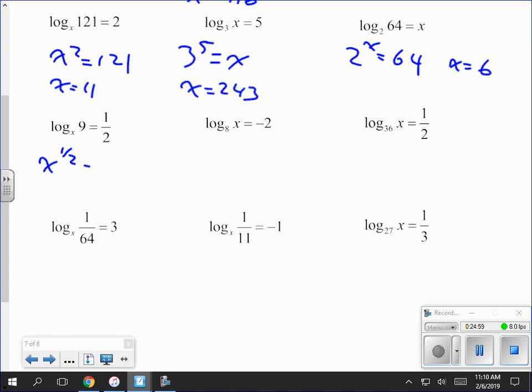X to the 1/2 is equal to 9. Square root of what is 9? I mean, square root of 3 is not 9. 81. Thank you. We just snowed yesterday. Yeah, that's what the cold did to your brain. Is that it? Yeah.